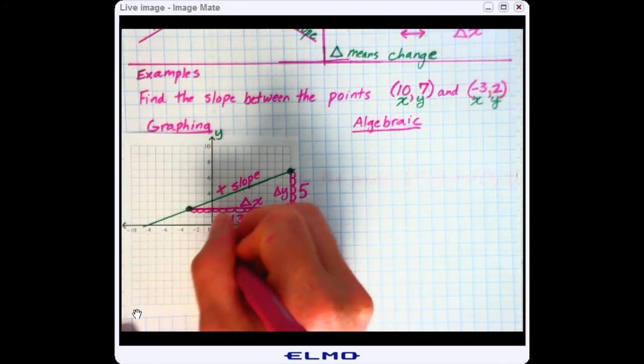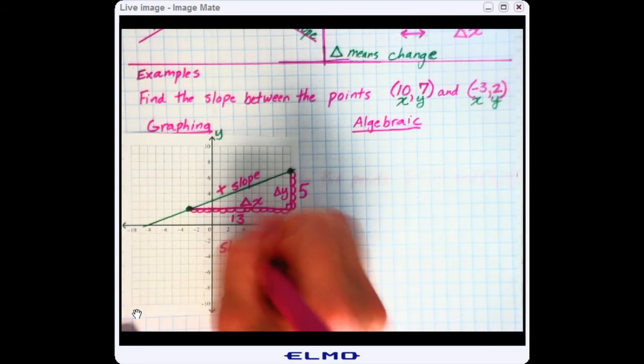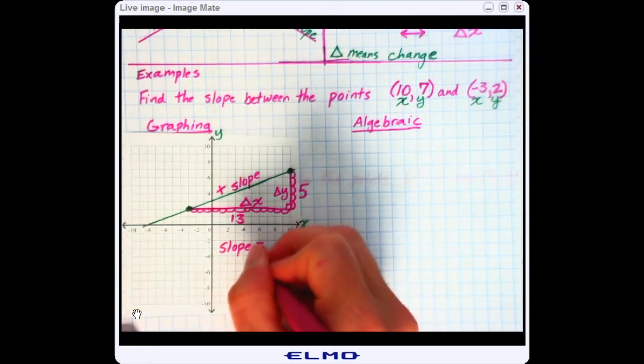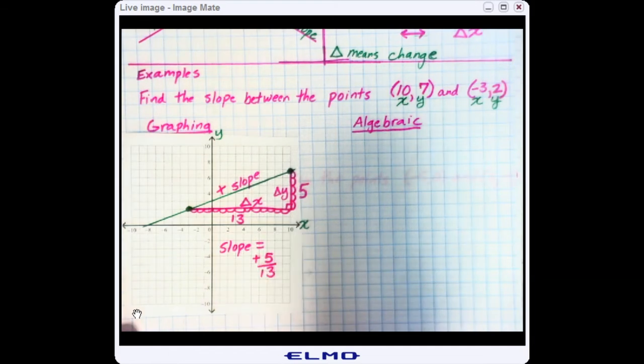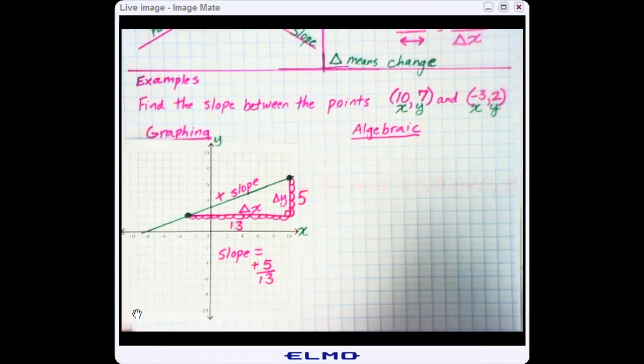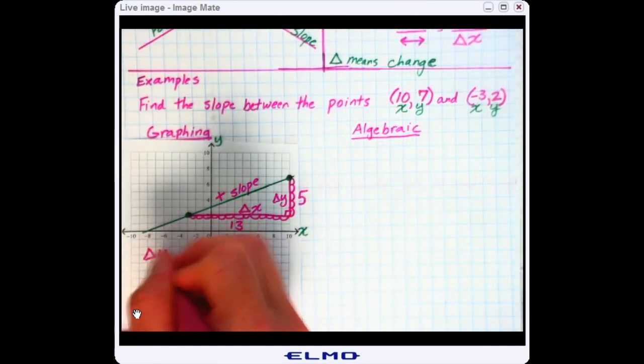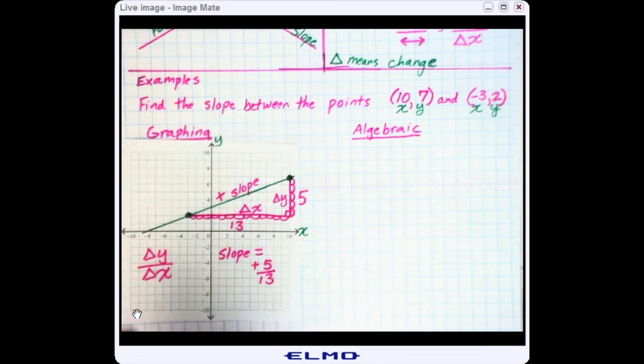This leaves my final slope of my line equal to a positive 5 over 13, because we know slope is our change in y over our change in x. Okay?